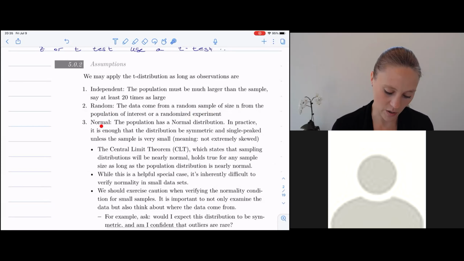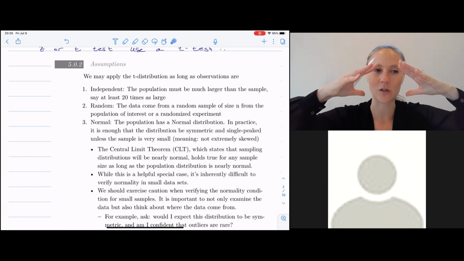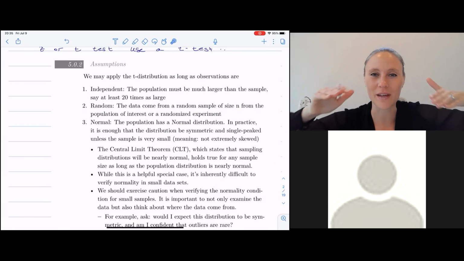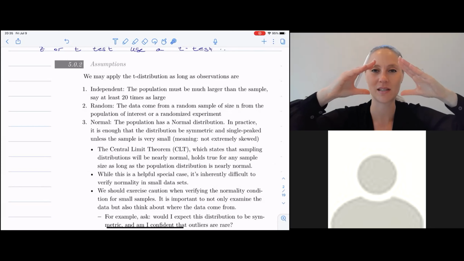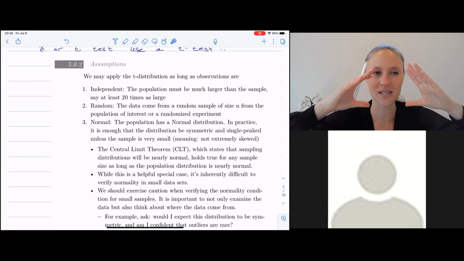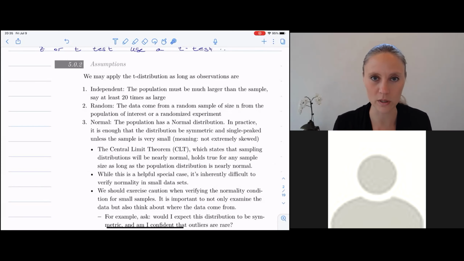The normal distribution: the population has to have a normal distribution. But this isn't even that strict, because in practice, it's enough for the distribution to be symmetric and single peaked, right? Usually we're looking for that nice bell shape. But as long as it's symmetric and single peaked, then we're okay, and we can say, yeah, it follows a normal distribution, unless the sample is very, very small. And as long as it's not extremely skewed, then you should be okay.